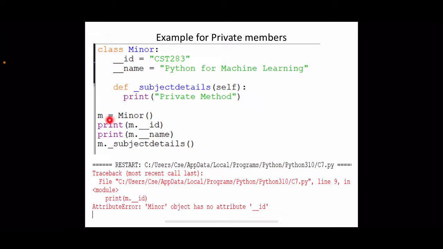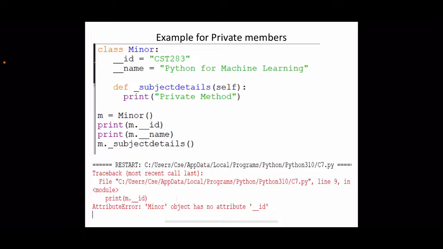You can see here m is equal to Minor. We created a new object for this Minor class, and we try to access the private variables id and name here. What will happen? We are trying to invoke or access those variables outside the class definition, right? Yes, outside the class definition. So definitely it will create an error. Attribute error: Minor object has no attribute, because it is confidential. It is hidden from the outside world. So the interpreter says attribute error, there is no such attribute id for this Minor class.